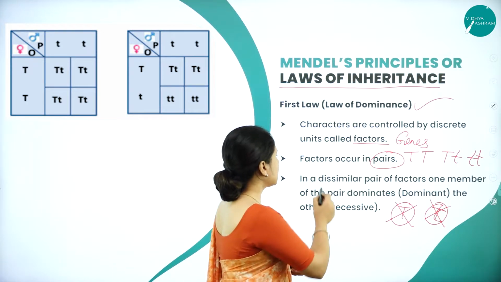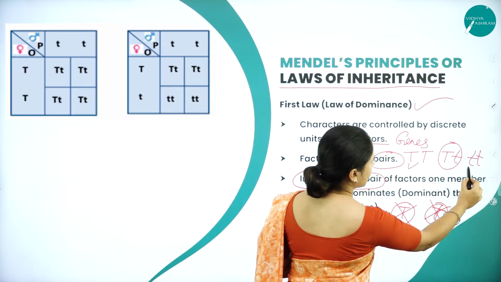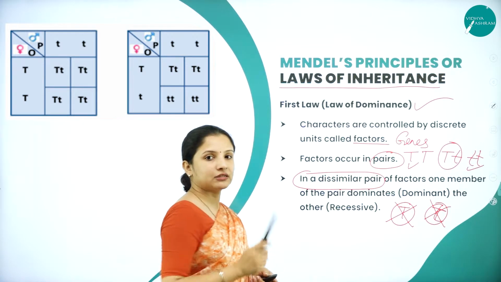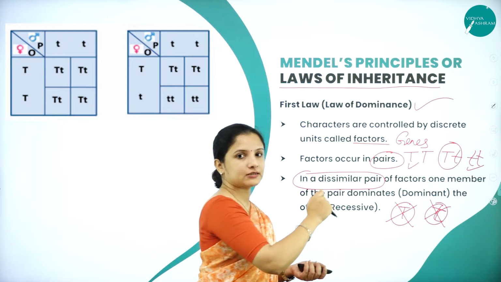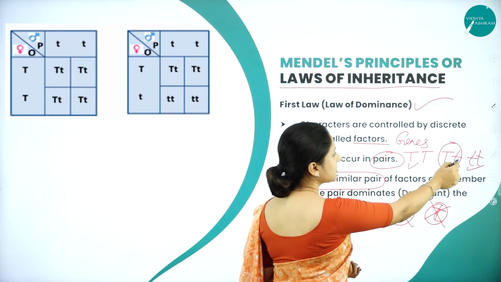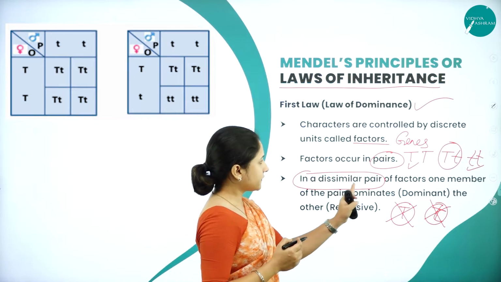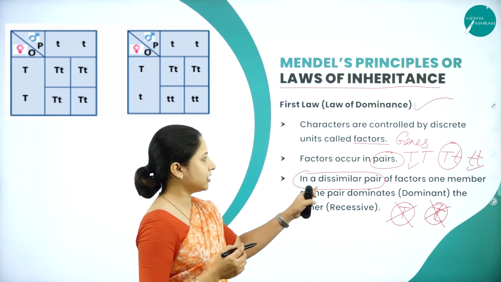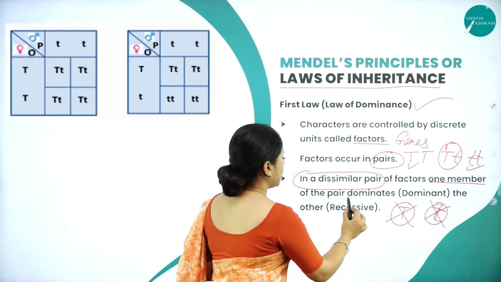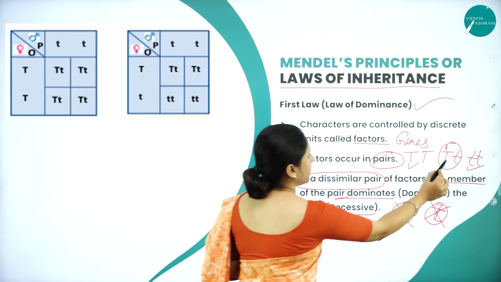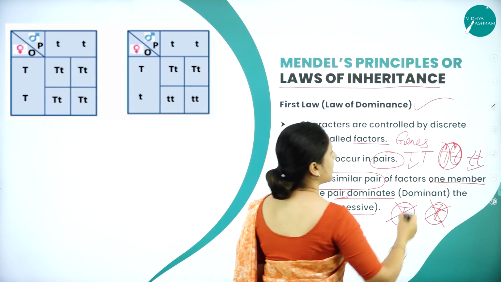And he also said that if the pair is dissimilar, so this is a dissimilar pair. These two are similar pairs. This is a dissimilar pair. Why dissimilar? It is heterozygous. Why? Because it has a dominant gene responsible for tallness, in the example which I have taken here, and the recessive gene that is responsible for dwarfness or the short plant. So, if the pair of factor or gene is dissimilar, then one member of the pair will dominate and the other will be recessive. This member will be dominating and the other will be recessive.